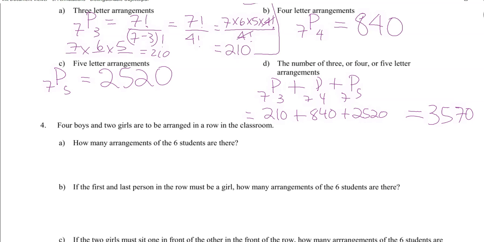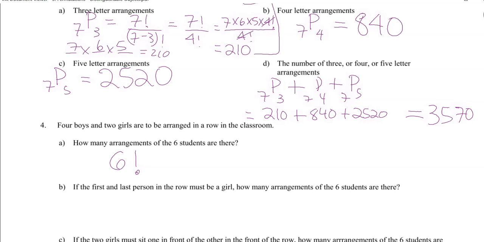4 boys and 2 girls are to be arranged in a row in the classroom. How many arrangements of the 6 students are there? All right, so when we do anything with permutations or combinations, the next part of this unit, we have to ask ourselves, are there any restrictions here? I got 4 boys and 2 girls. Is there any restrictions? It says arrange 6 students. No. It doesn't say that it has to have a girl in the front, girl in the back, or anything like that. So how many arrangements of all 6 of them are there?